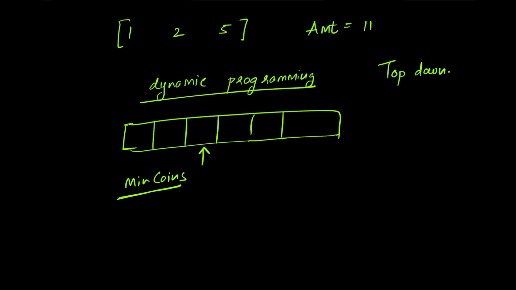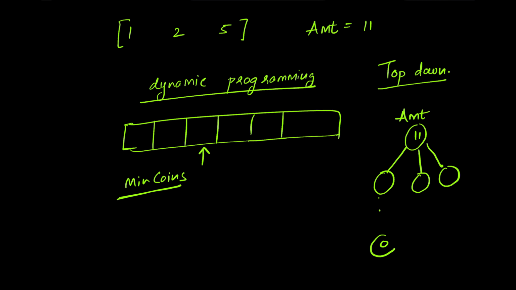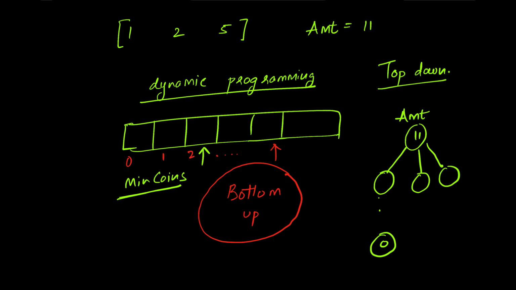The earlier approach that we discussed using backtracking was a top-down approach where we started with the total amount and tried to reduce it to 0. But now we'll use the bottom-up approach where we'll start with solving the amount as 0 all the way to 11. Let's do a small dry run which will help you understand this concept better.